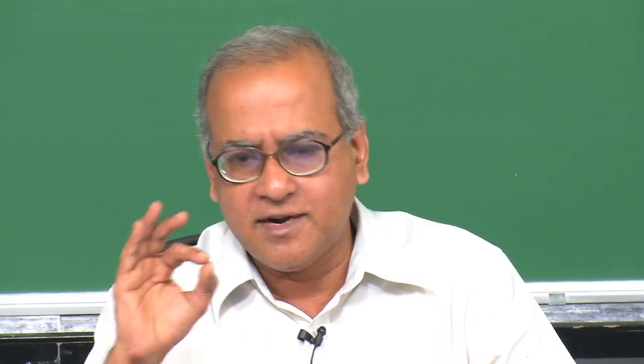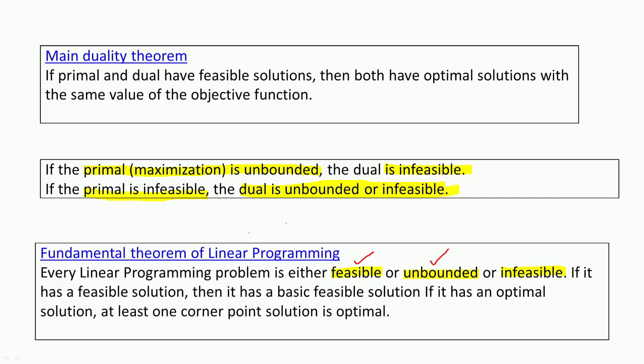The most important understanding is, every linear programming problem is either feasible or unbounded or infeasible. Only these three things will happen. And then we also have to understand these two results, which say that if the primal maximization is unbounded, then the dual minimization is infeasible. If the primal maximization is infeasible, the dual is either unbounded or it is infeasible. So, this is another thing that we need to understand.